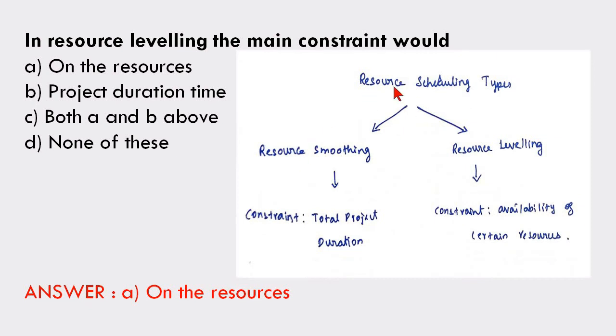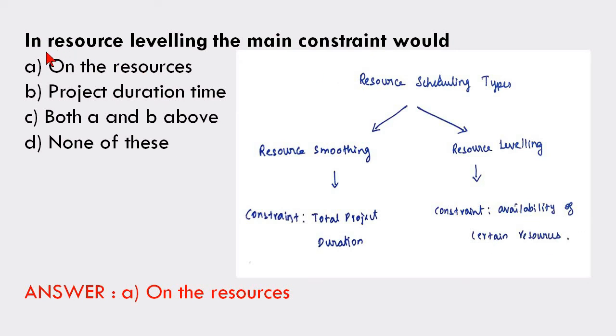So some idea given here, that is the resource leveling, okay. So it is a resource scheduling technique of project management. So that resource scheduling technique consists of two things, that is first one is resource smoothing, resource leveling. In resource smoothing, the constraint is total project duration, okay. In resource leveling, the constraint is availability of certain resources.